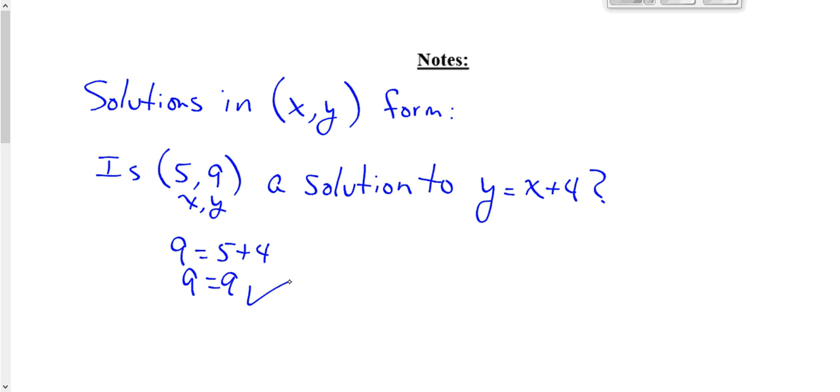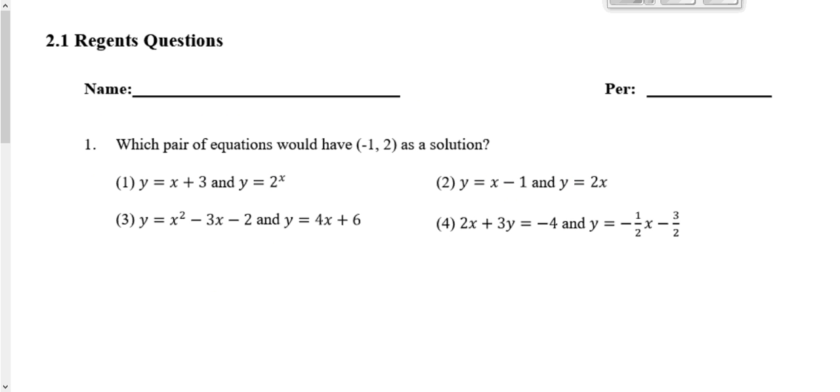Okay? They didn't include an ordered pair format in the notes. I want to give that to you, okay? And now we'll flip over to the Regents questions. And they're going to ask it kind of that way. All right?